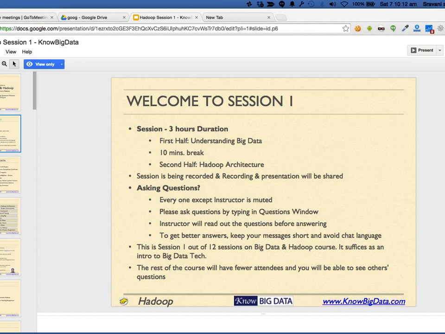The chat window is your primary mode of communication with the instructor today. This session is one of our 11-part course for Big Data and Hadoop, but on its own will suffice as an introduction to big data technologies. For those who will be joining us for the rest of the course, from the next session there will be fewer attendees and it will be on a different, more interactive tool. Before we move on to the session on Big Data and Hadoop, let me just introduce you to Know Big Data.